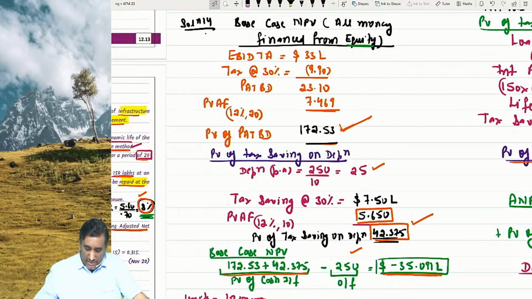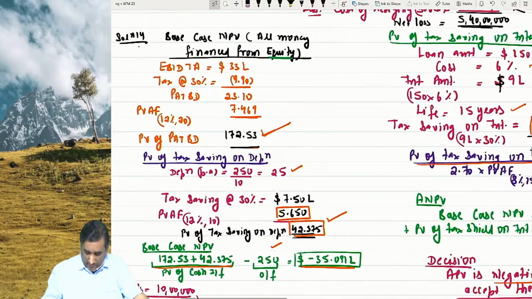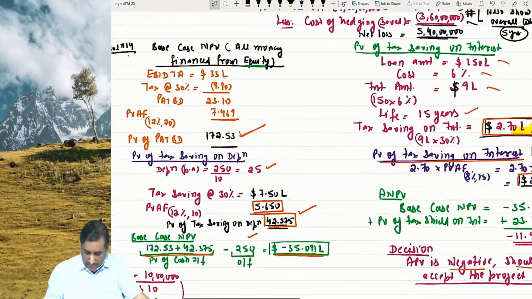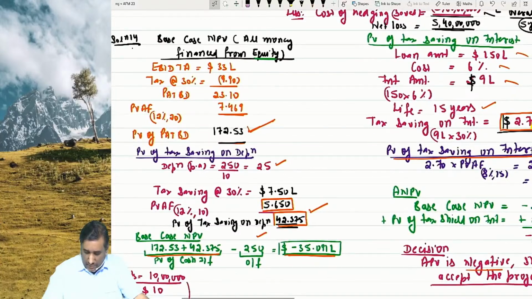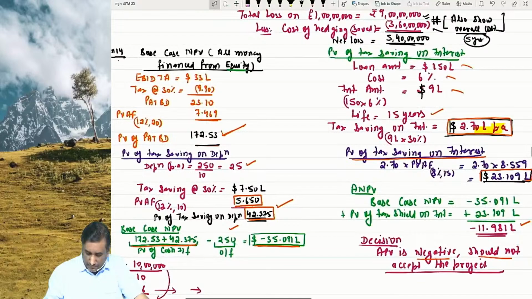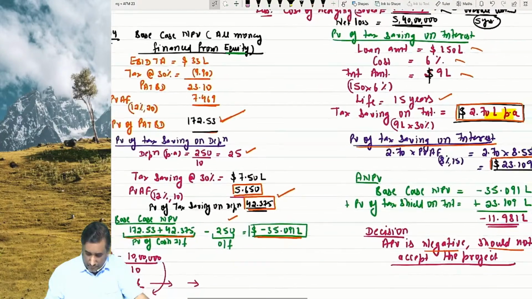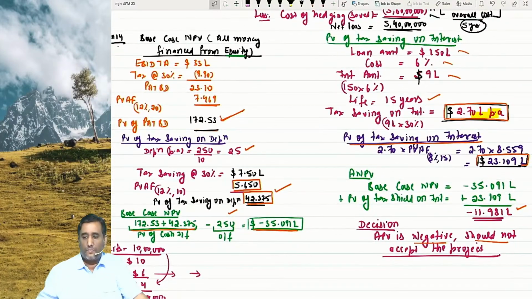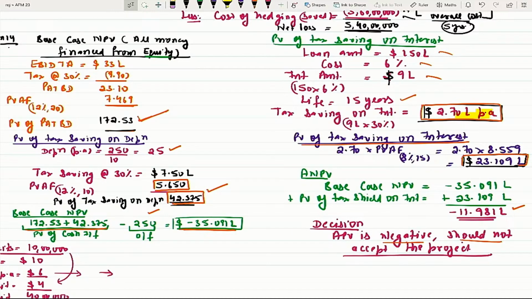So first part is base case NPV, and second part then we have is the loan will save tax. Interest would be saved. It's a present value of tax saving on the interest. Loan amount 150 at 6%, interest amount 9 lakh, term 15 years, and 9 lakh into 30% you save 2.7 lakh.